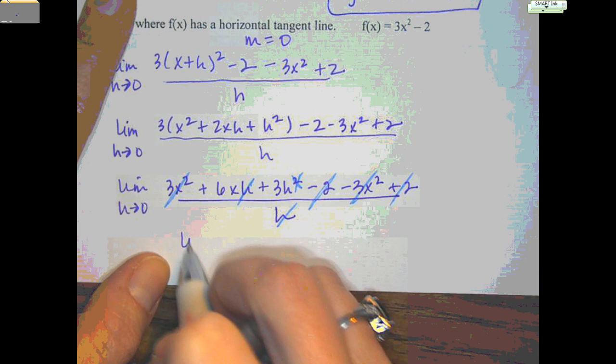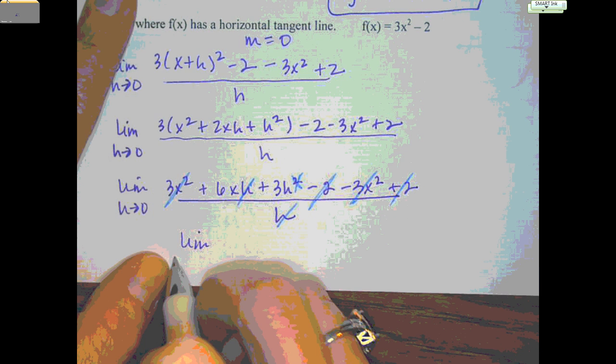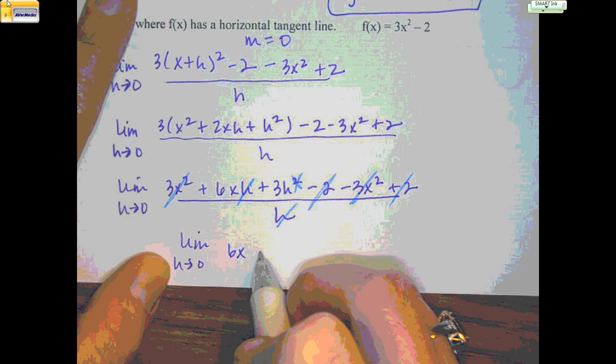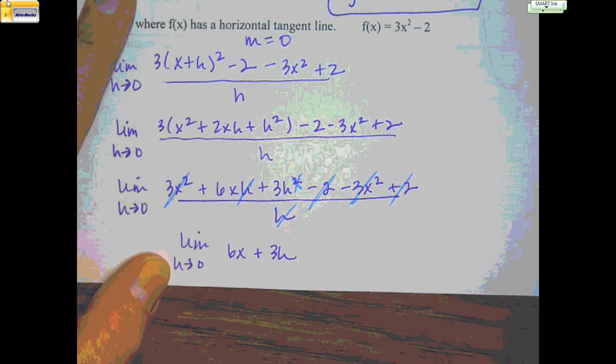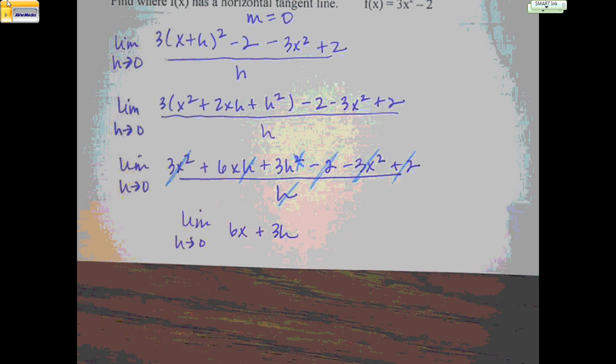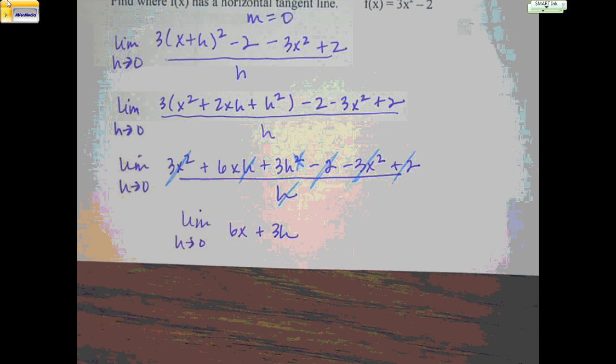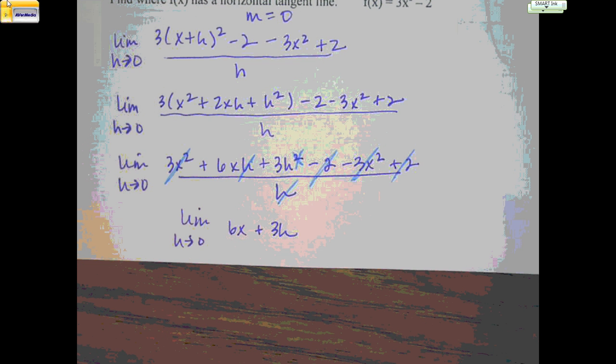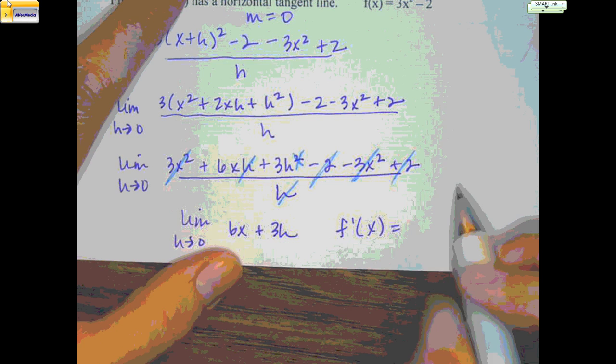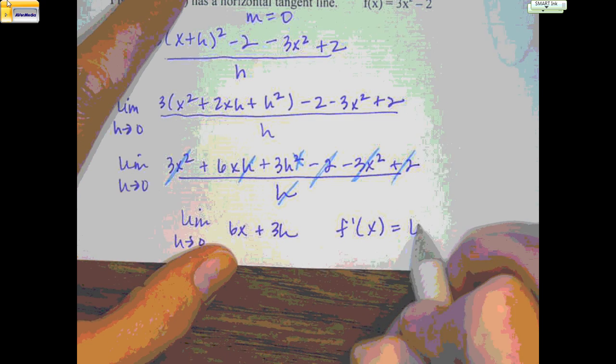So now we have the limit as h approaches 0 of 6x plus 3h. That's what I had left over. And now it is completely legal to plug a 0 in for h, because it's not going to make anything undefined. So our derivative, the formula for finding the slope, is 6x.